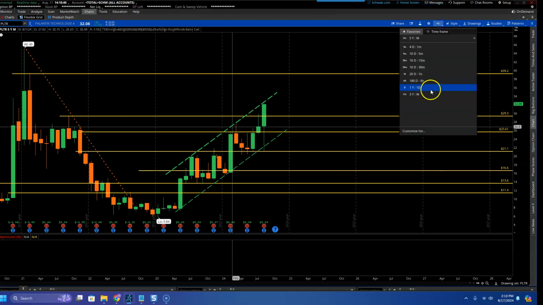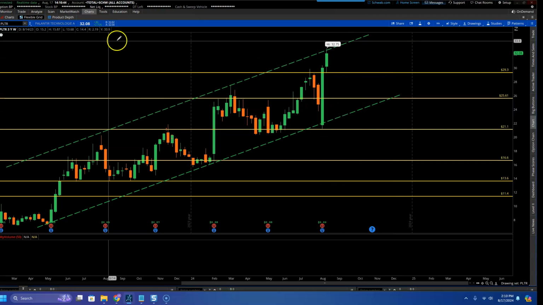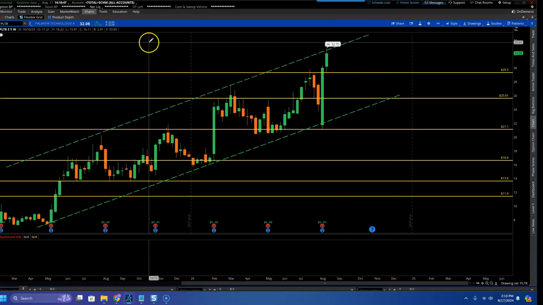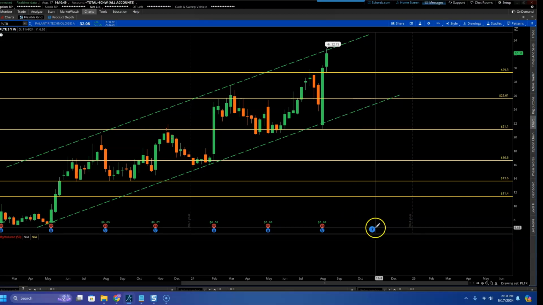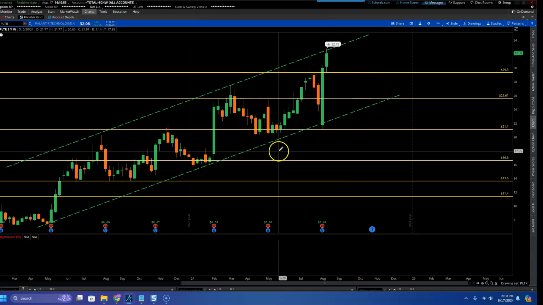So that tells you that pullbacks are being bought. So good looking name, a nice name to trade and look to be long towards on any pullback for this. Earnings is not until late October or early November time frame, looks like.